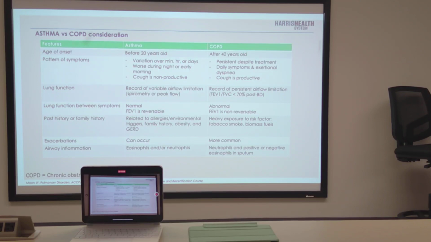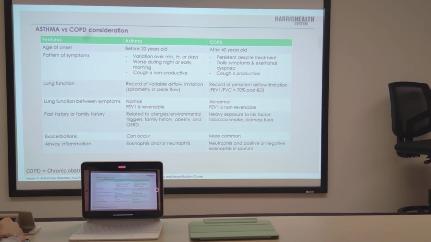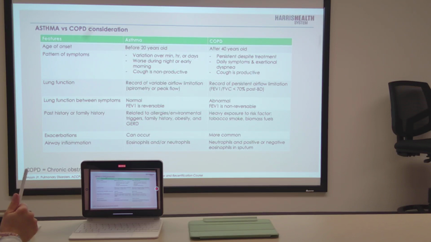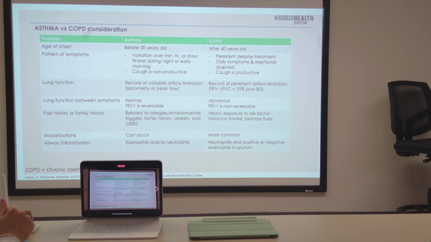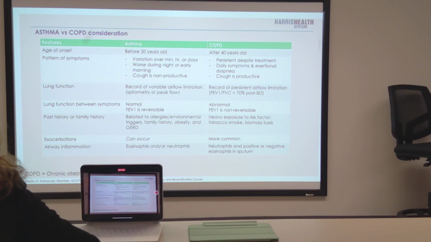Exacerbations can occur with asthma, versus COPD, where you can see that it's actually more common for exacerbations to occur. Airway inflammation in asthma is usually seen with eosinophils and/or neutrophils. And then with COPD, you usually see more of those neutrophils that I was talking about, so that's why the cough is more productive when you're looking at someone presenting with COPD versus asthma.